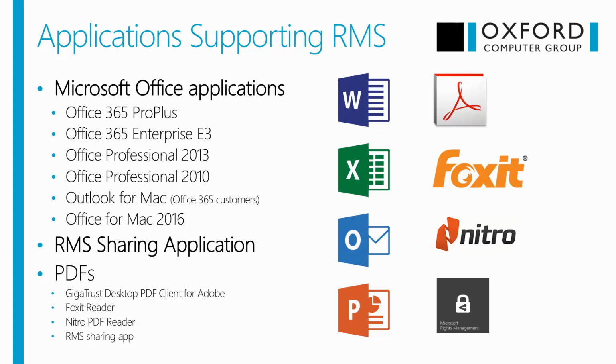And then there's the RMS Sharing application, which we'll take a look at in just a bit, and how that facilitates between applications that aren't currently supporting RMS, as well as utilizing it to share protected content to individuals. And then there's the all-ever-important PDFs. So we have support for Adobe through GigaTrust's add-in for Adobe. There's Foxit Reader, Nitro PDF Reader, and the RMS Sharing application also opens up protected PDF documents.